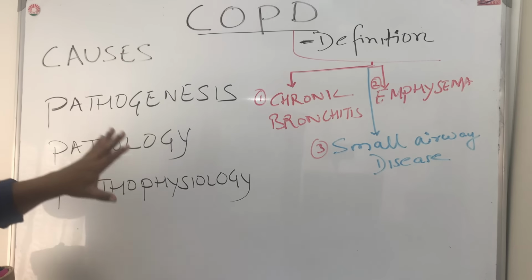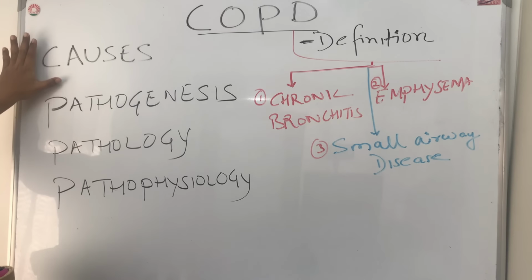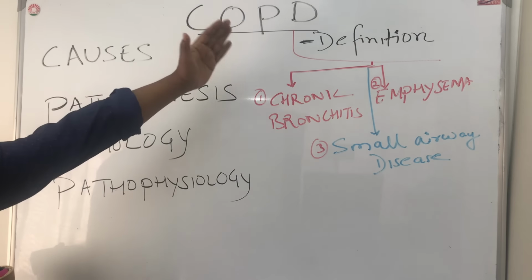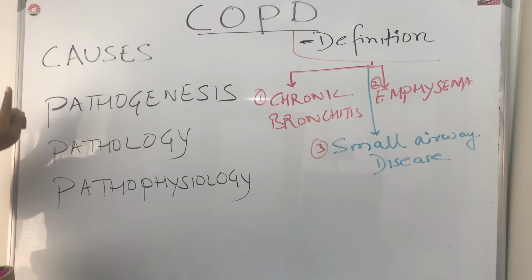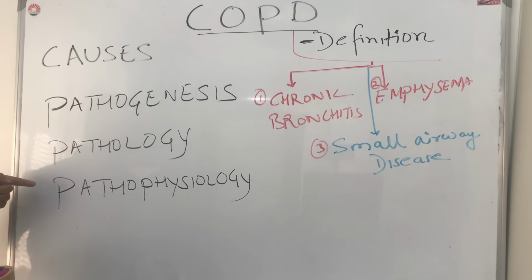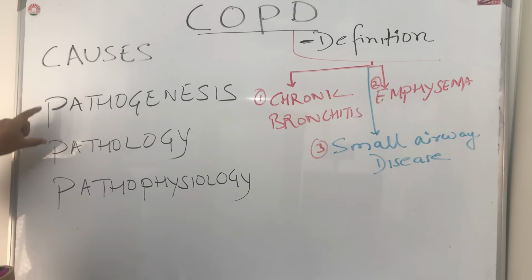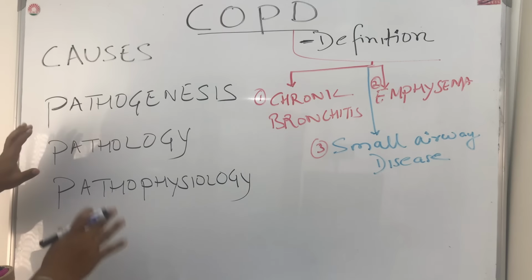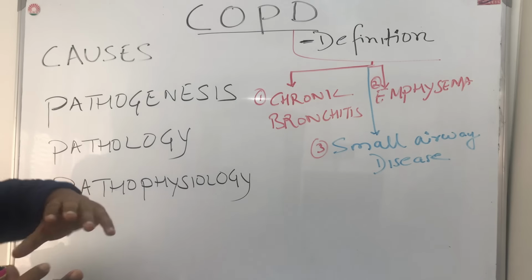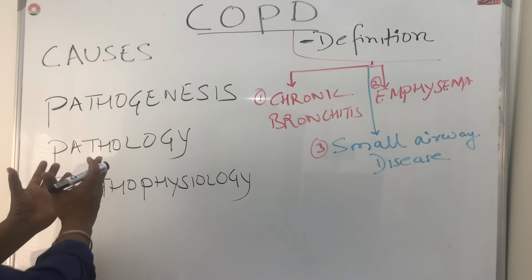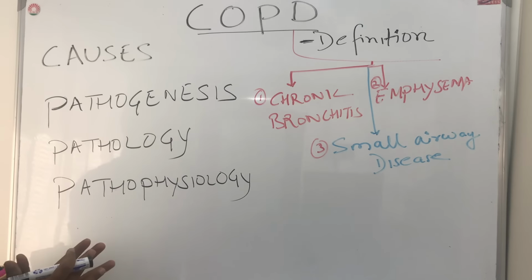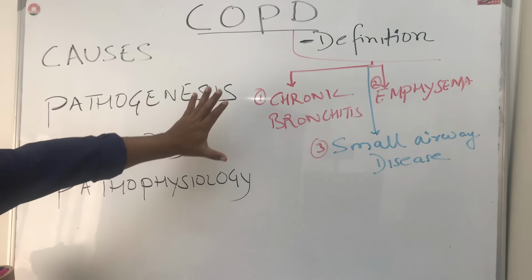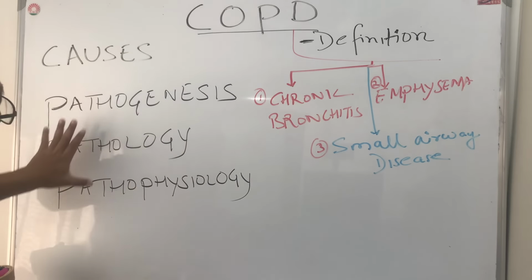And when you write in the exam, you write in this way. You write the definition, types, then causes. Then you have to explain the three different varieties separately. You write about pathogenesis, then pathology, pathophysiology, before writing the clinical features and treatment. Remember, they are separate, and if you write like this in the exam, definitely you can score very good marks. So we'll go through the types now, and we'll explain everything in detail.